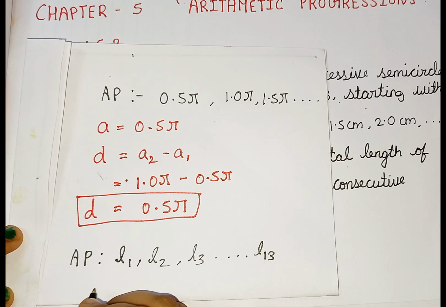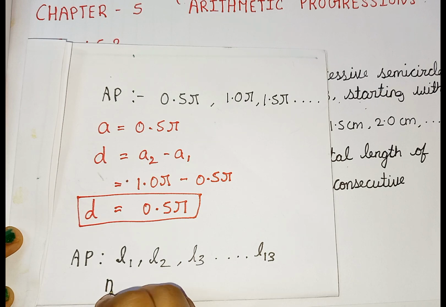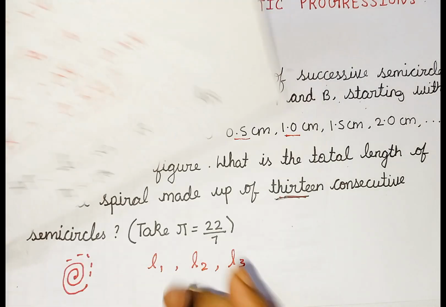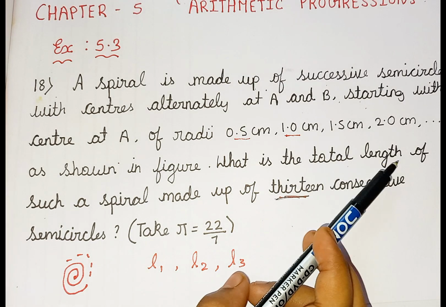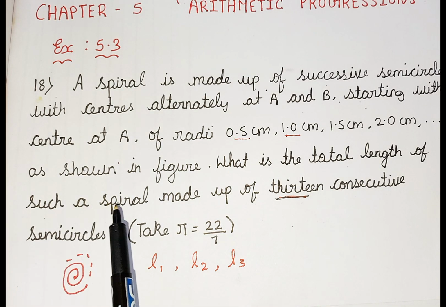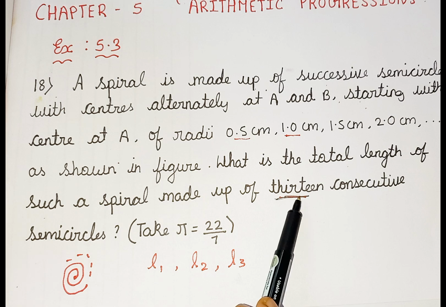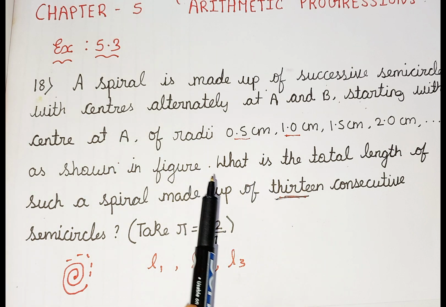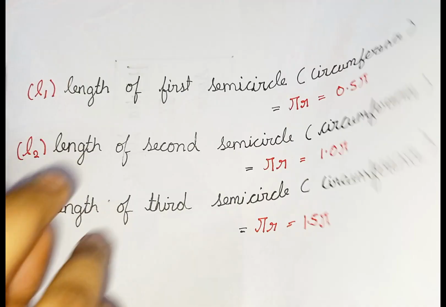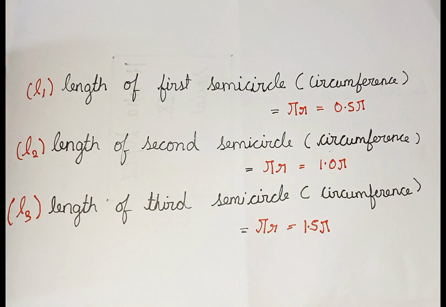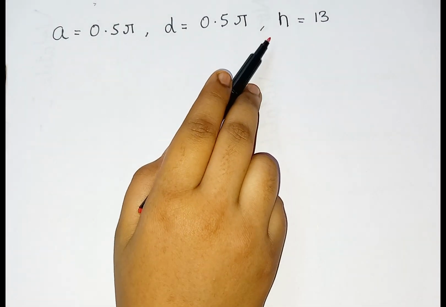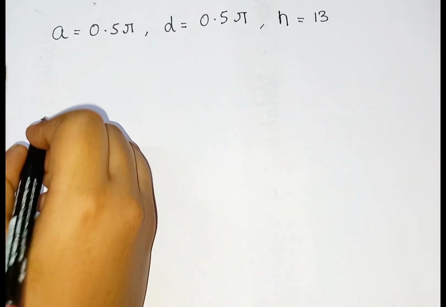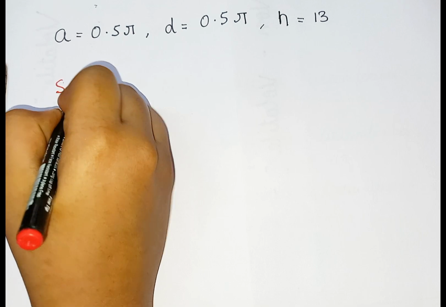So here what is going to be our n value? The n value is going to be 13. Why? Because we are supposed to find the total length for 13 consecutive semicircles. So here we have the number 13, that's why I am going to take n is equal to 13. Now we can apply the Sn formula. Guys, this is n, not h, don't get confused.